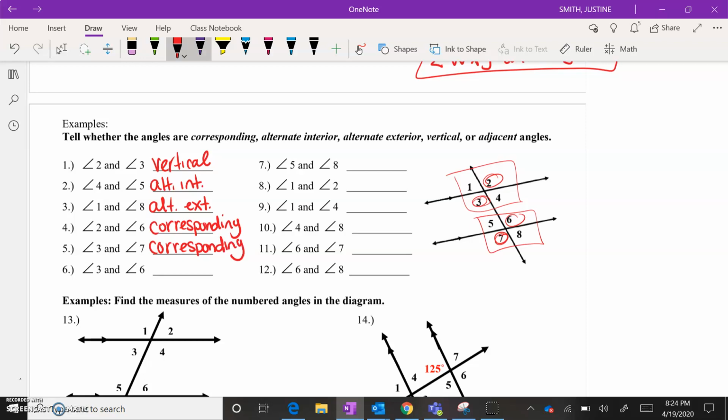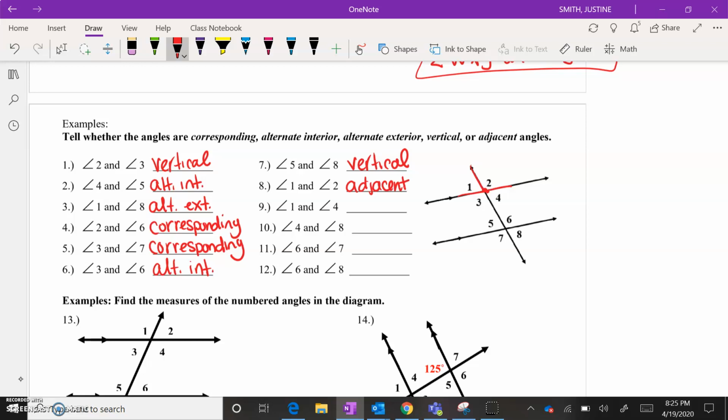Okay, so now if I look at angle 3 and angle 6, I'm going to get rid of this for now. So angle 3 and angle 6 are on the inside and they're opposite. So angle 3 and angle 6 are alternate interior. Okay, angle 5 and angle 8, again, are just opposite of each other. So those would be vertical. Angle 1 and angle 2, they share that common vertex and the common side. Okay, so those would be adjacent.